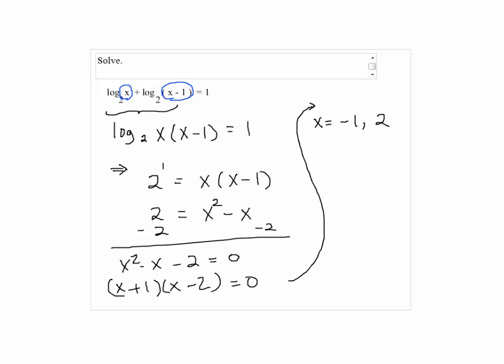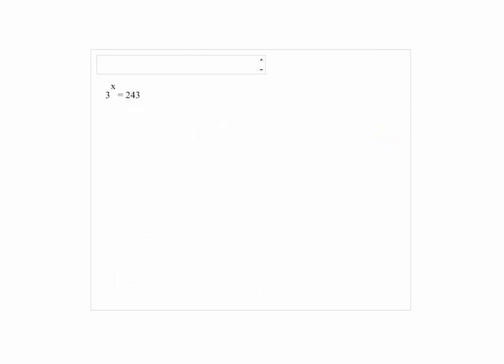By subtracting 2 from both sides, we have x squared minus x minus 2 equals 0. By factoring the left-hand side, we get x plus 1 times x minus 2 equals 0. So x equals either negative 1 or 2. Now, we have to check that x and x minus 1 must be positive numbers.